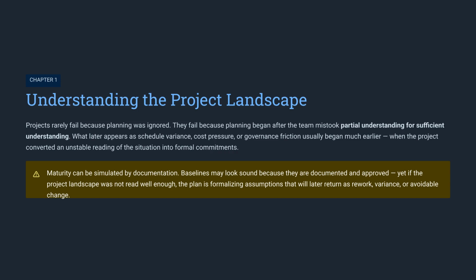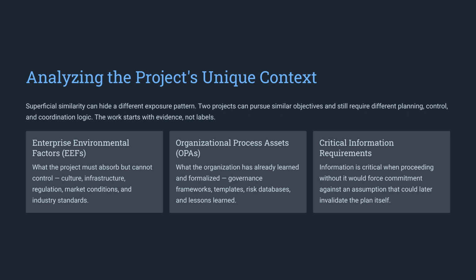Project failure often occurs when teams mistake a partial understanding for a sufficient one, leading to unstable assumptions that eventually manifest as rework or cost pressure. Effective planning begins by analyzing the unique context of the project. This includes examining enterprise environmental factors, organizational process assets, and critical information requirements to ensure commitments are evidence-based.